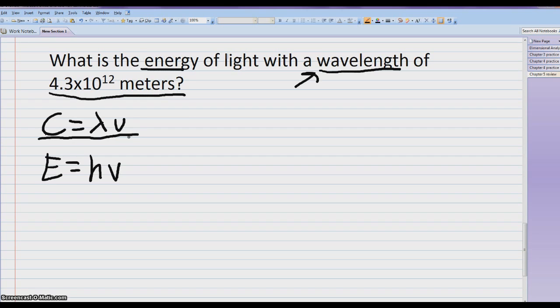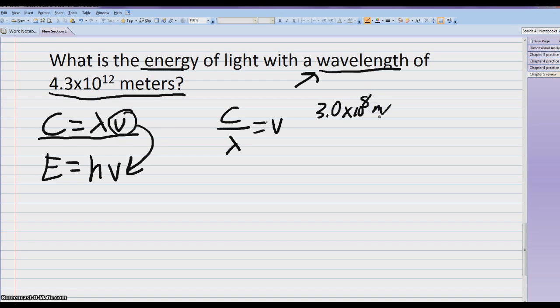Now, we're starting with wavelength, and we want to get V so we can then plug that V into our second equation. The V in the first equation leads to us solving for energy in the second equation. So remember when we did earlier, C divided by lambda equals V, which is what we want to find to start off with. So 3.0 times 10 to the 8th meters per second over our wavelength of 4.3 times 10 to the 12th. That gives us our frequency.